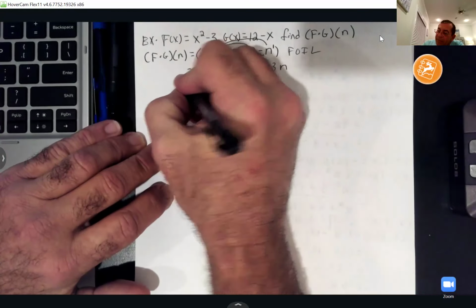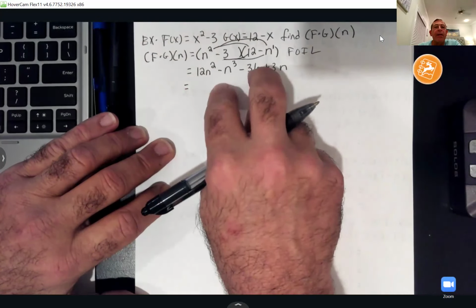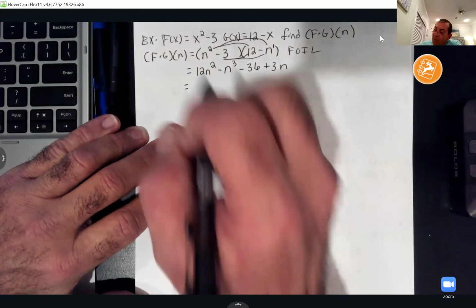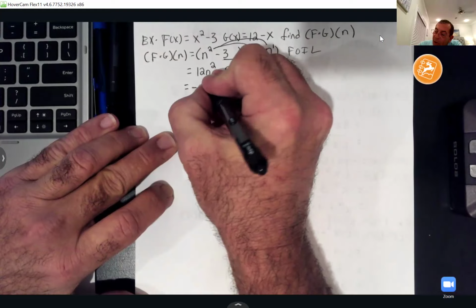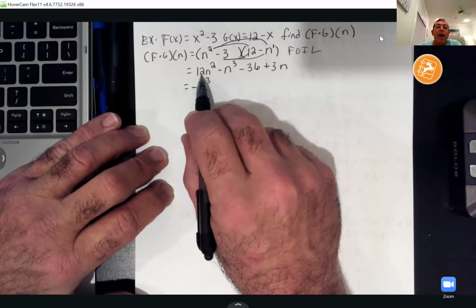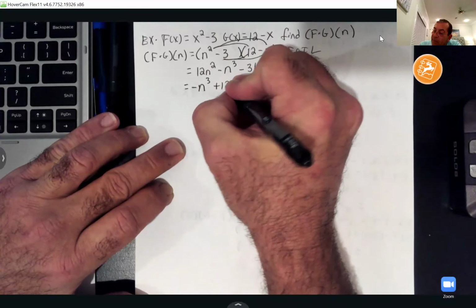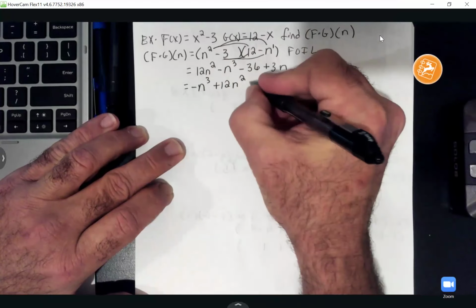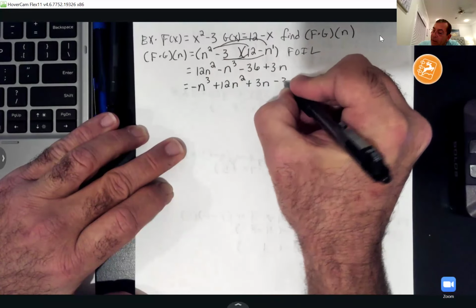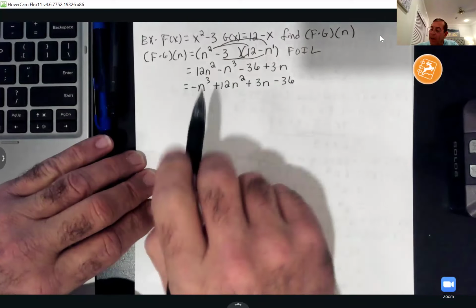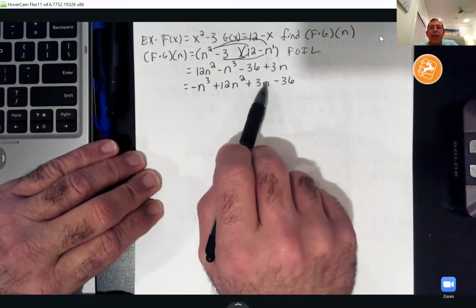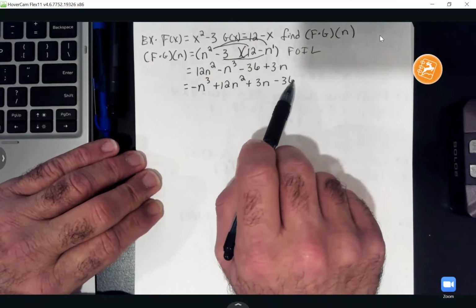Now, y'all, here's the thing. This one has to be in what we call descending order. So the n cubed has to go first, and it's negative, so bring that negative with it. When you rearrange the order, they've got to have the same sign, okay? So now this will be a negative n cubed, plus 12n squared, and then after that, the 3n, and then my minus 36. And notice, n cubed cannot add to an n squared. They cannot add to an n. And none of those can add to a 36, a number, okay?